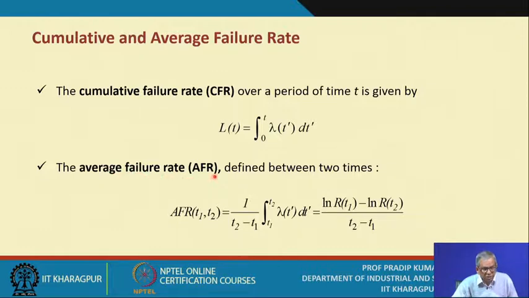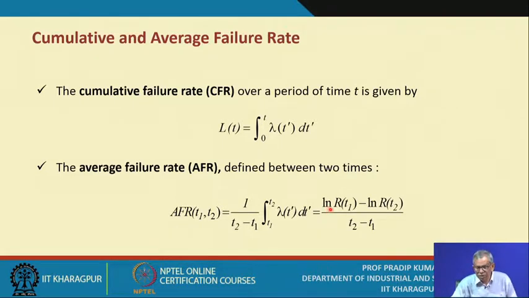Now, the next expression is AFR, the average failure rate. That means it is defined between two times, at time t1 and at time t2. The failure rate I compute at time t1 and at time t2, and then I compute the average. So how do you compute it? This is the expression: 1 upon t2 minus t1, integration from t1 to t2 of lambda(t') dt'. So ultimately you have these expressions.